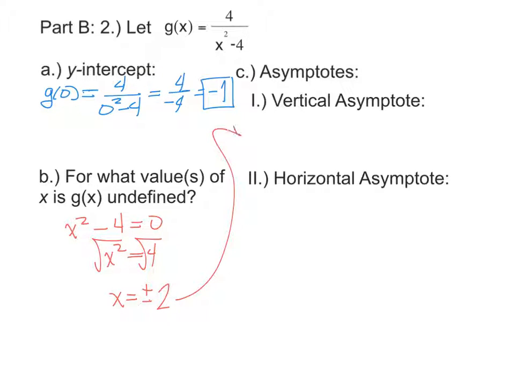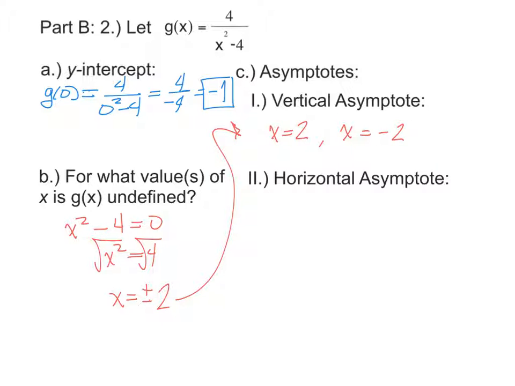This is going to be our answer for the asymptotes. When it comes to the vertical asymptote, I have two x values for which the function is undefined. That means I have two vertical asymptotes. The first one being x equals 2. The next one being x equals negative 2.